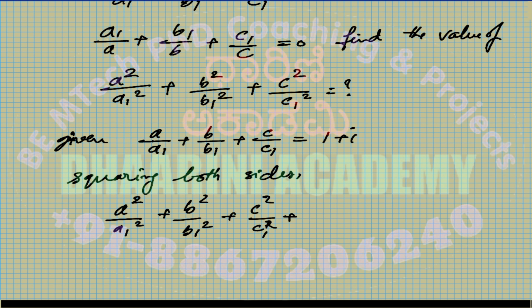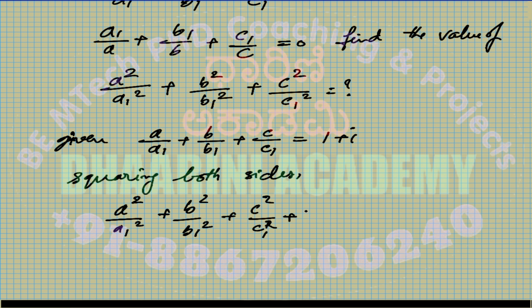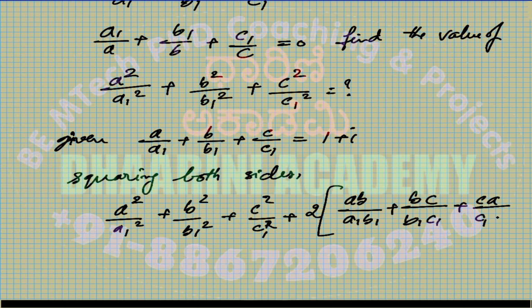But we also get extra terms, because you are multiplying this with this, this with this, and so on. So I am going to get some extra terms, that is 2 times AB by A1B1 plus BC by B1C1 plus CA by C1A1. This is what I get on the left hand side, equal to squaring the right hand side: 1 plus i whole square is 1 square, which is 1, plus i square, plus 2 into i.